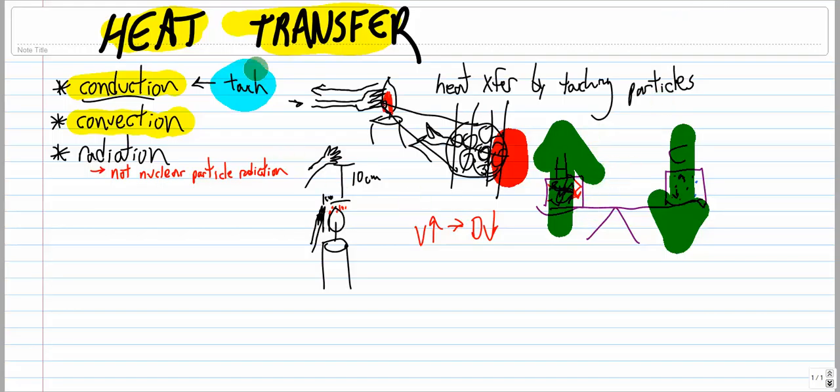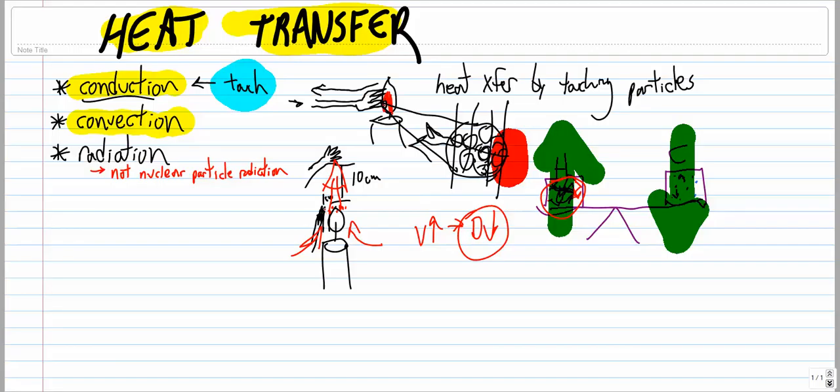So that's what's going on over here with our candle. These hot air particles move around more, their density goes down, and they get forced upward. And so what would you notice? You would notice that cooler air is coming in from the side to take its place.